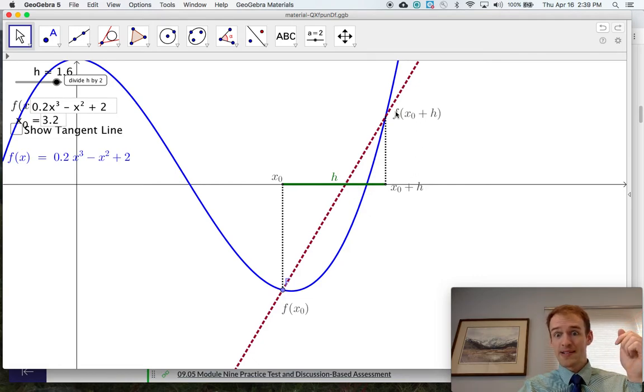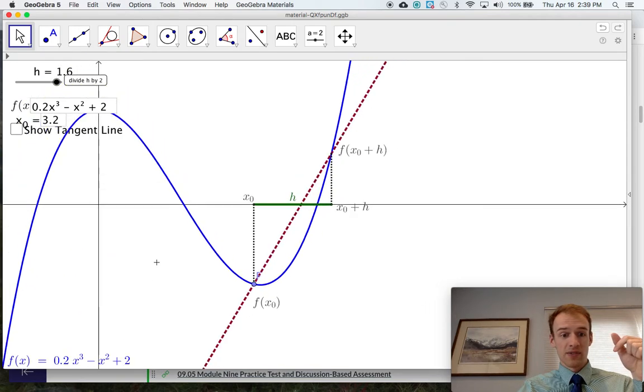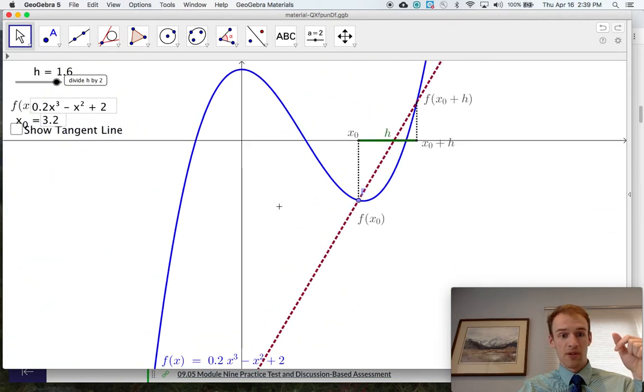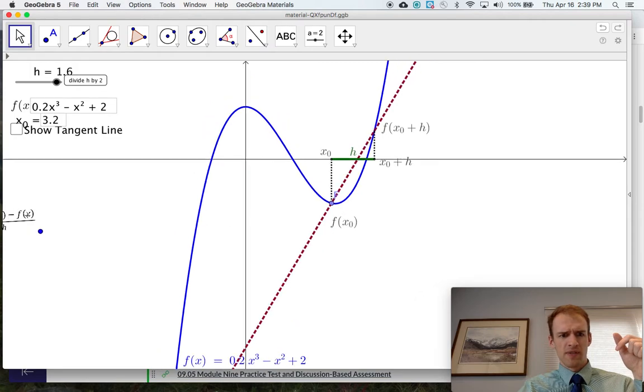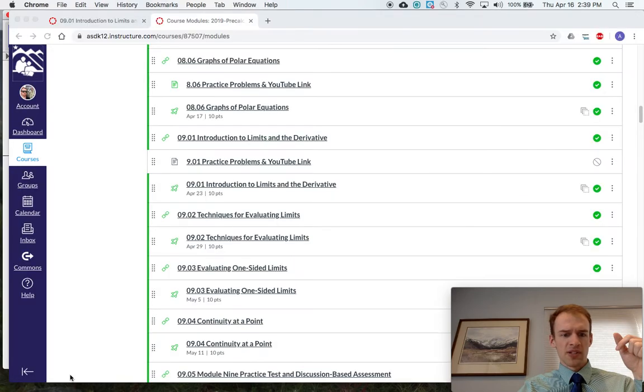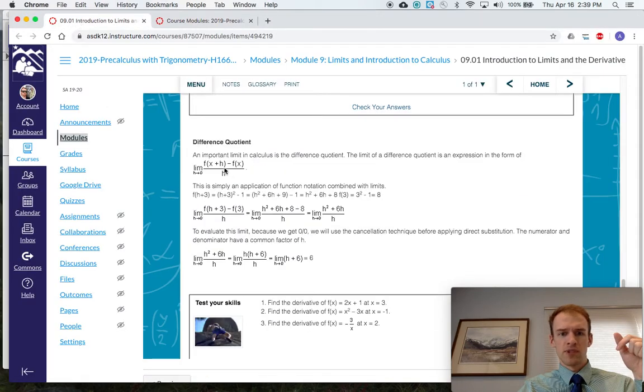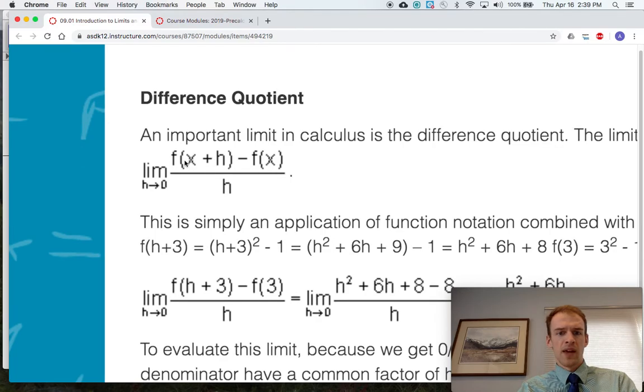So the rise is f of x naught plus h minus f of x naught, and the run is h. And if we put the rise over the run, we get this formula. There it is. This formula right here, which is the same formula that we just looked at in our module right there. F of x plus h minus f of x, there's the rise over the run. So really this formula is just rise over run. We're finding the slope of a secant line.